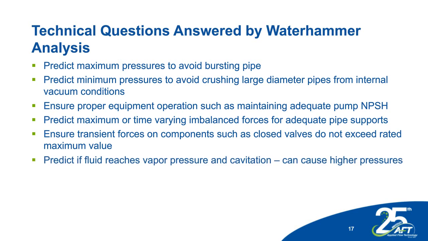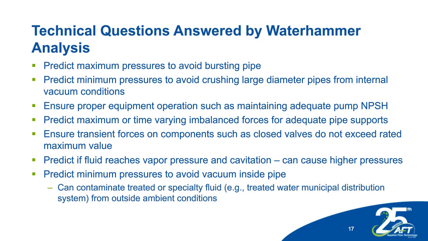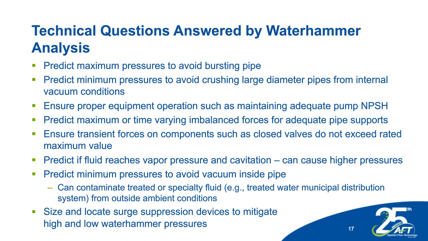And then cavitation could be a major issue. If you have cavitation happening, that's where your system pressure reaches vapor pressure. And when those vapor volumes collapse, it's like popping balloons inside of your pipes, and that can cause very high pressures. And so the moral of the story is high pressures and low pressures are critical to avoiding in your system. And then this can also help you size and locate surge suppression devices like vacuum breaker valves, relief valves, different things like that.